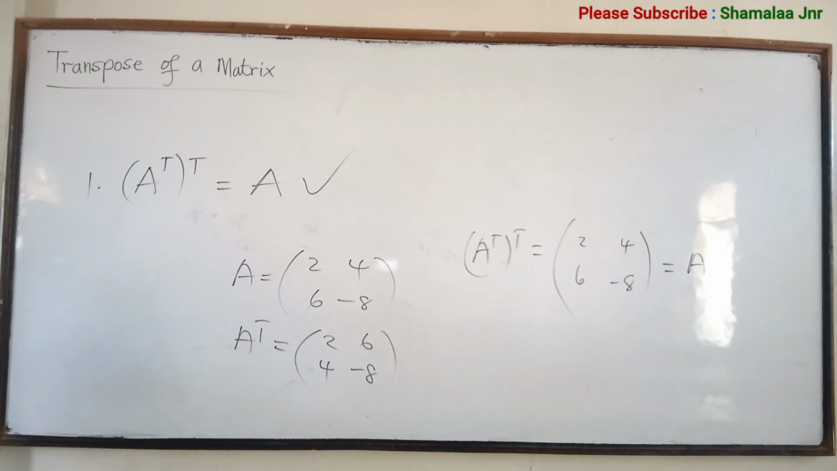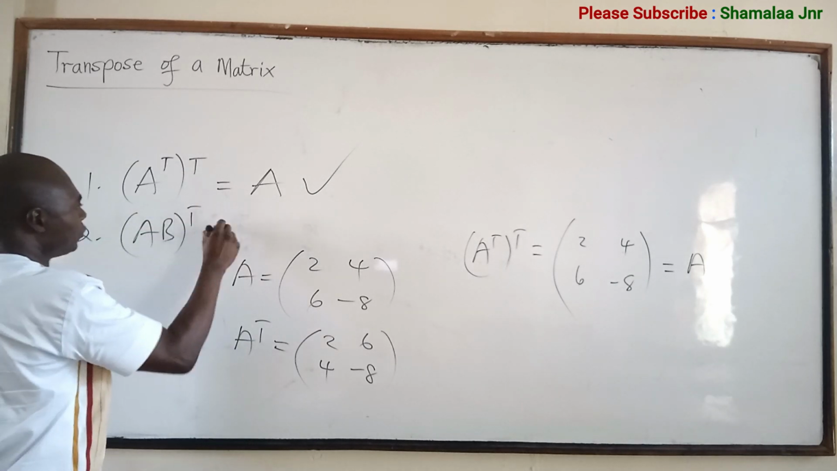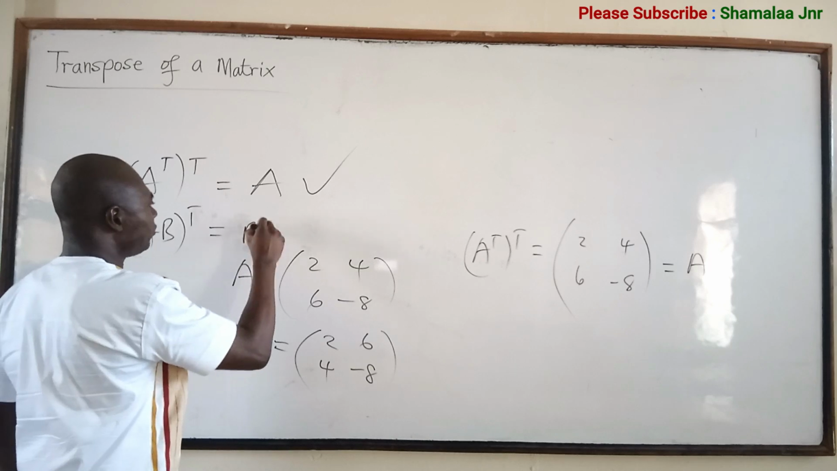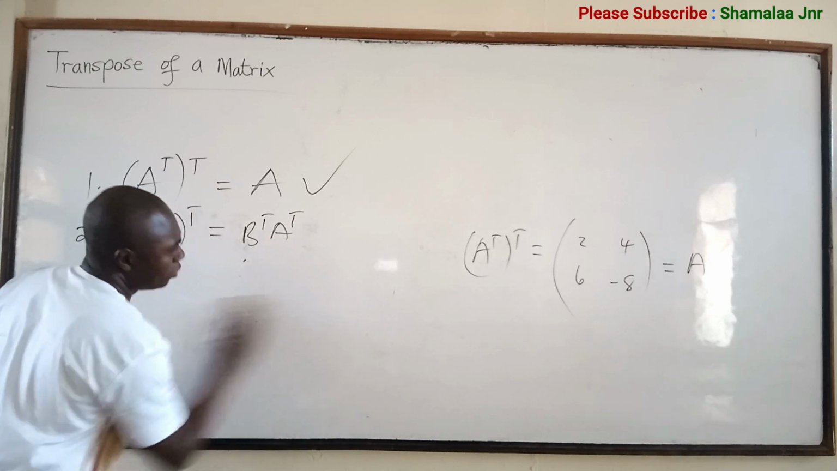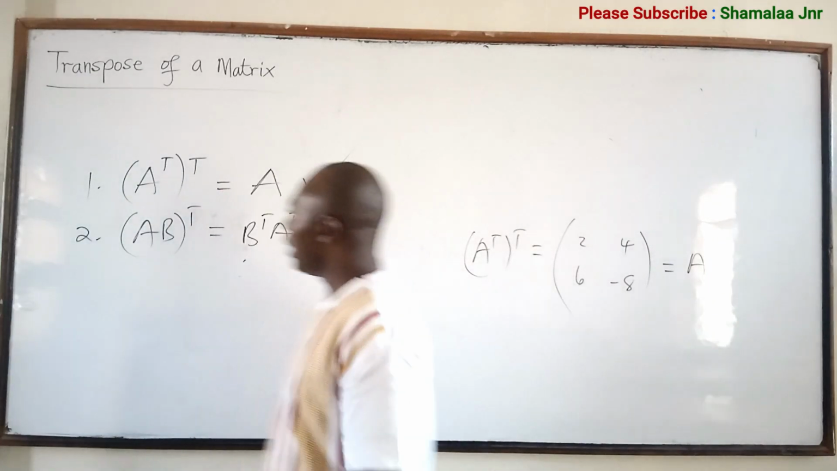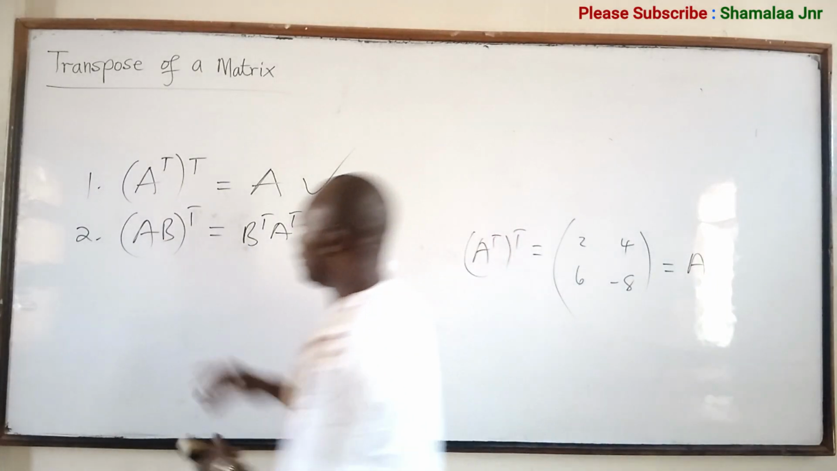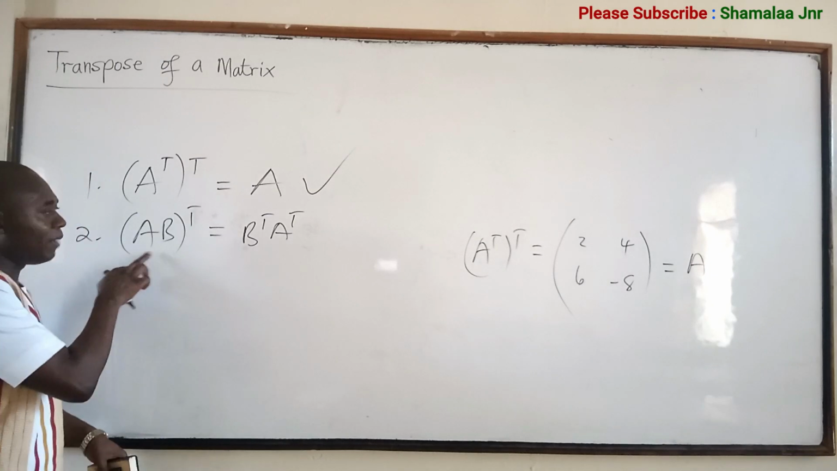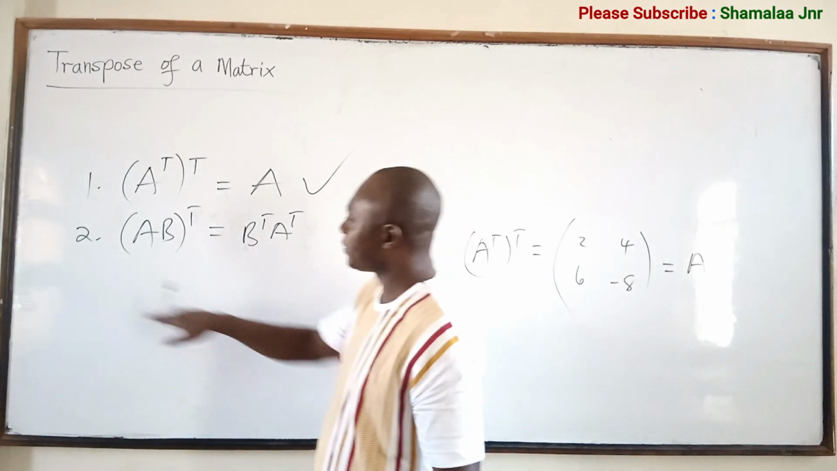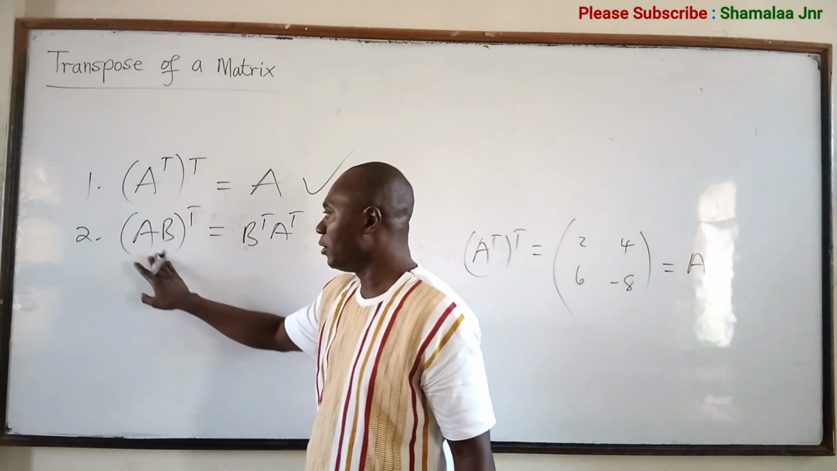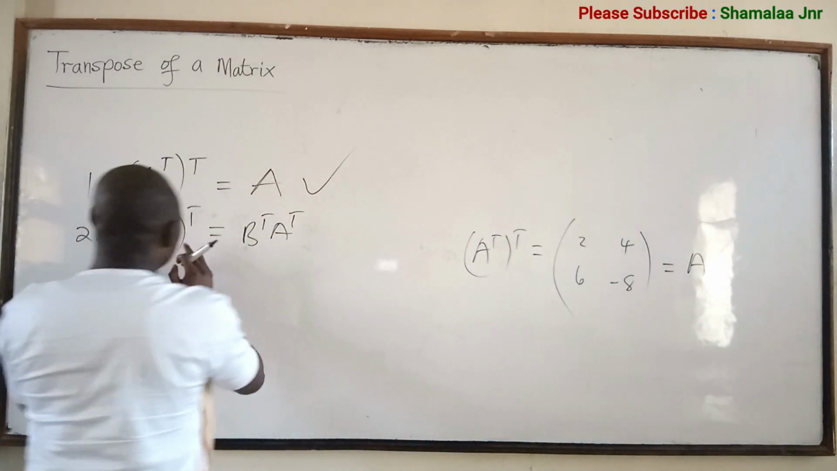Now, viewers, we also have this. When you have (AB) transpose, this is the same as B transpose A transpose. This statement is also true. AB means that matrix A is multiplied by matrix B. I have a video on multiplication of matrices; those of you who do not understand multiplication of matrices can go and watch that one. So when you have a matrix A multiplied by matrix B, and you get the answer, then you transpose it.